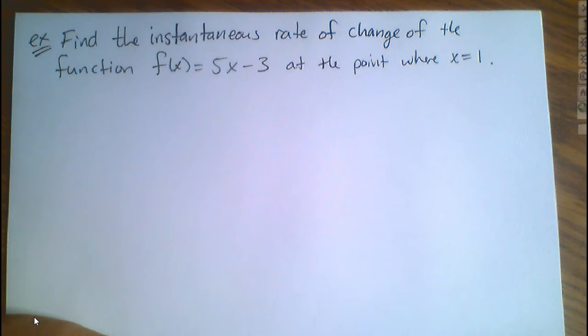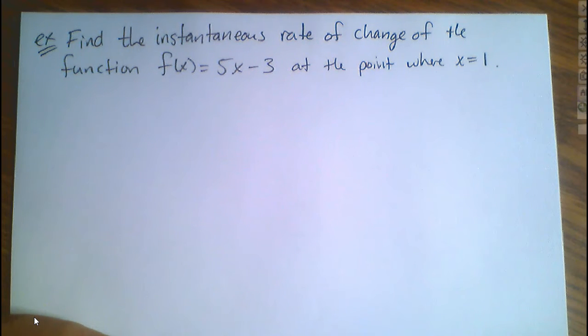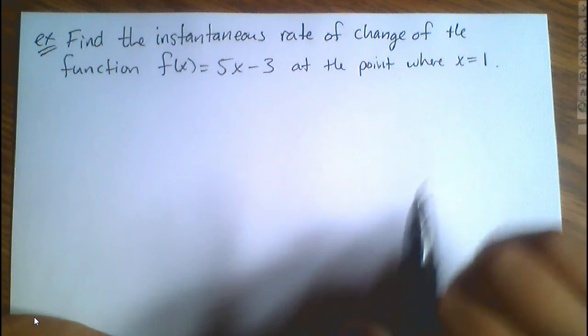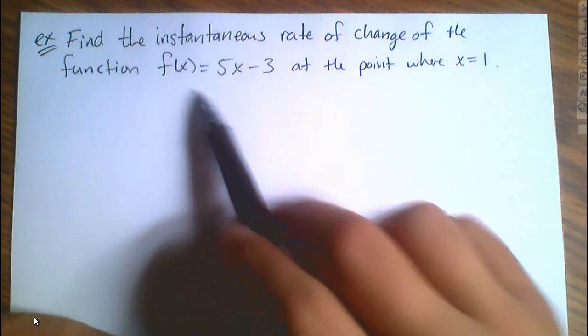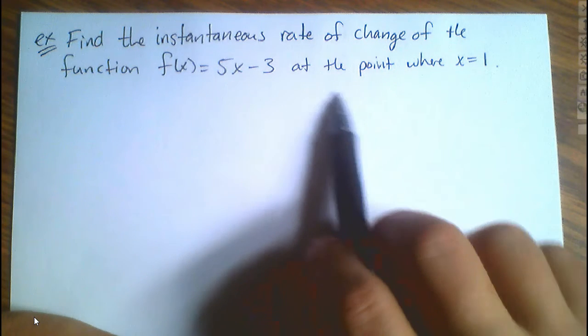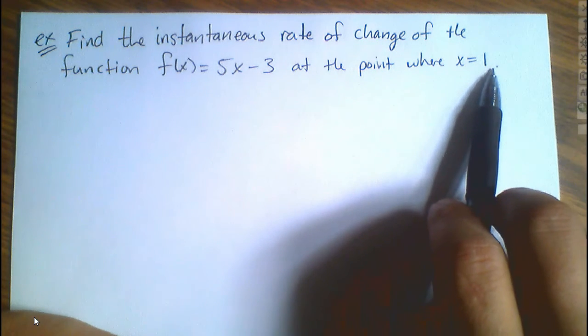Alright guys, so as promised, here's the second example that I tried to get to in class, but we just ran out of time. So we want to find the instantaneous rate of change of this function, 5x minus 3, at the point where x is equal to 1.